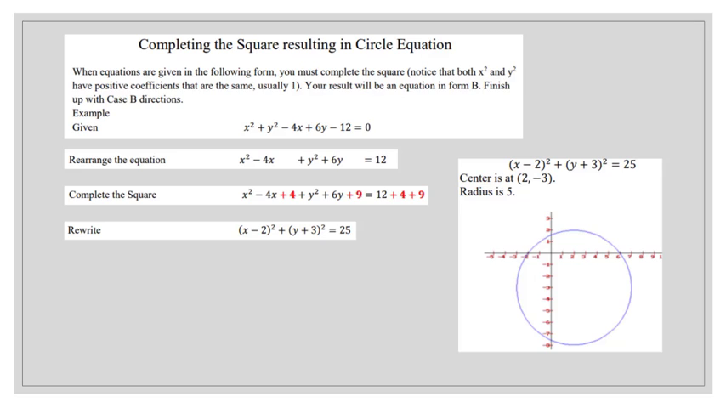So you're going to be asked to draw circles, tell where the center is, and then on a few of them, you're going to be asked to complete the square.